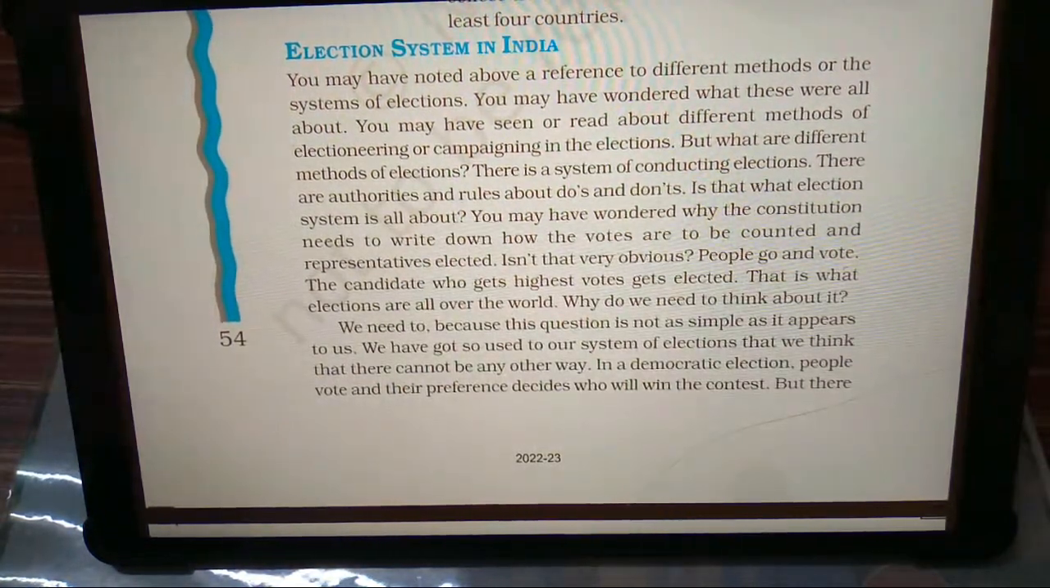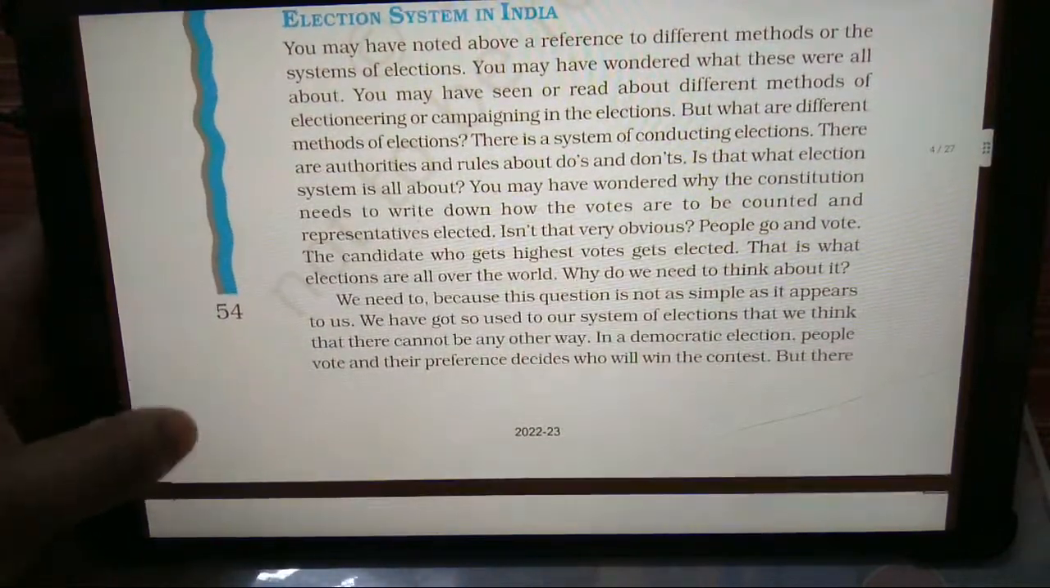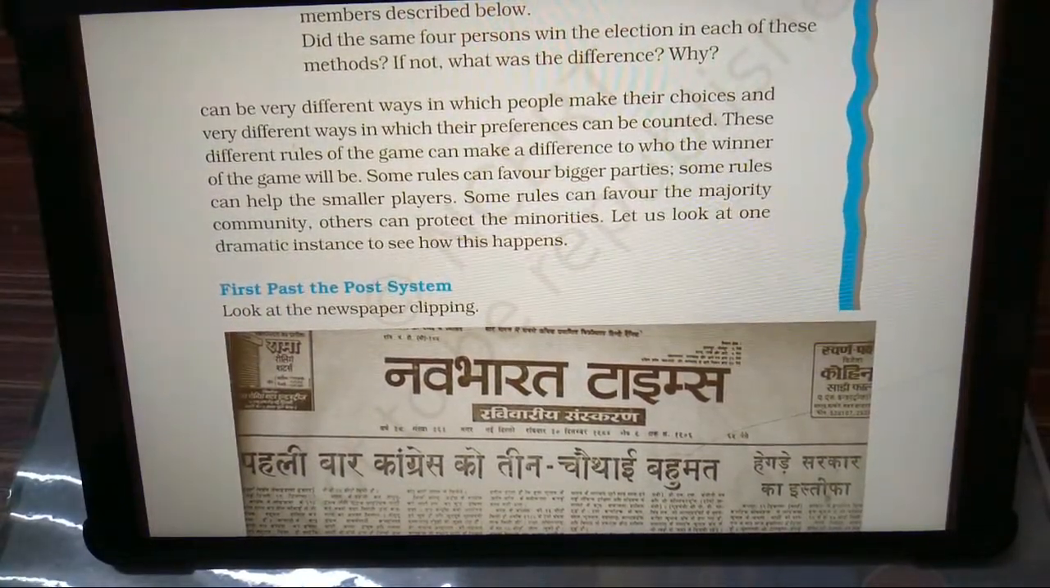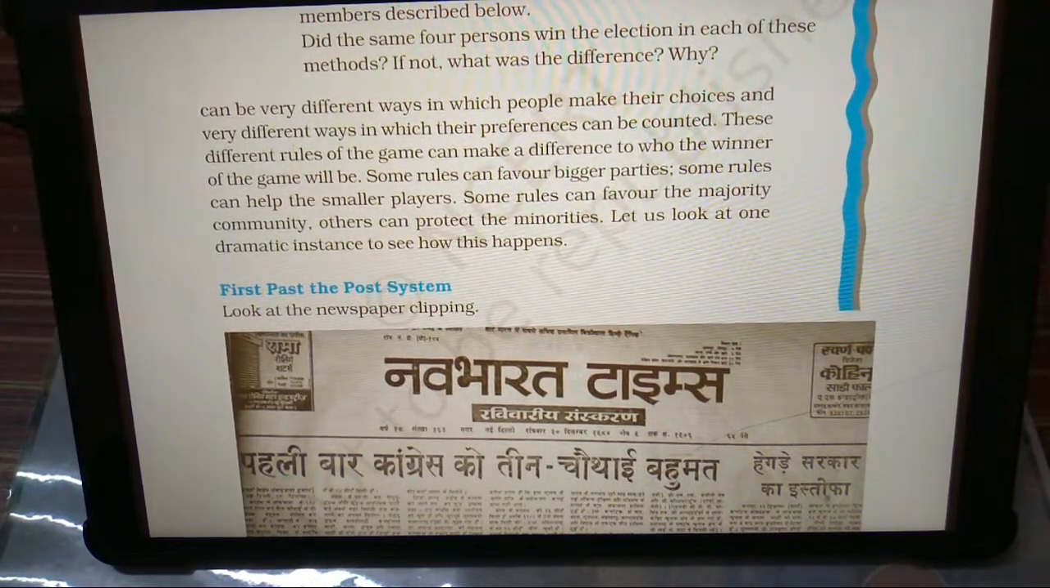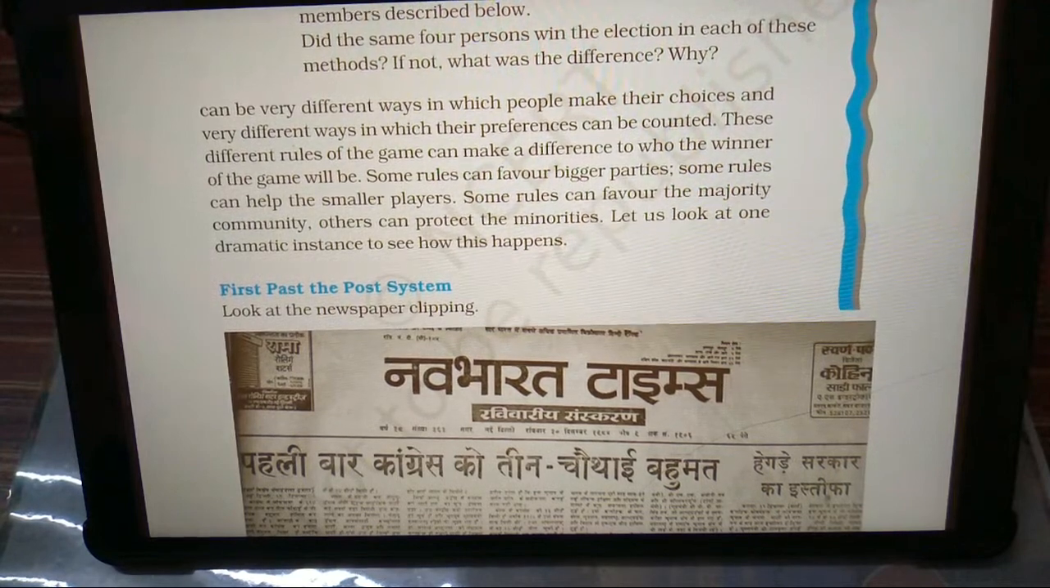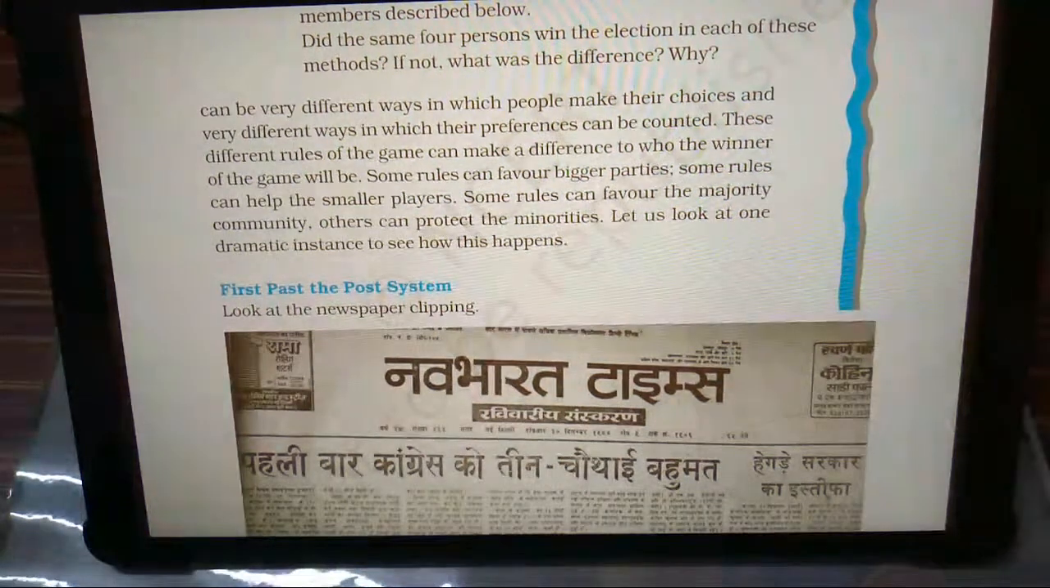In a democratic election, people vote and their preference decides who will win the contest, but there can be very different ways in which people make their choices and very different ways in which their preferences can be counted. These different rules of the game can make a difference to who the winner of the game will be. Some rules can favor bigger parties, some rules can help the smaller players, some rules can favor the majority community, others can protect the minority. Let us look at one dramatic instance to see how this happens. First past the post system. Look at the newspaper clippings.